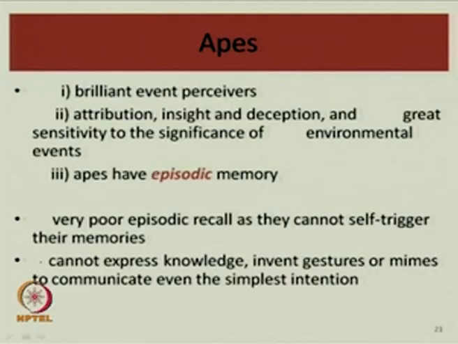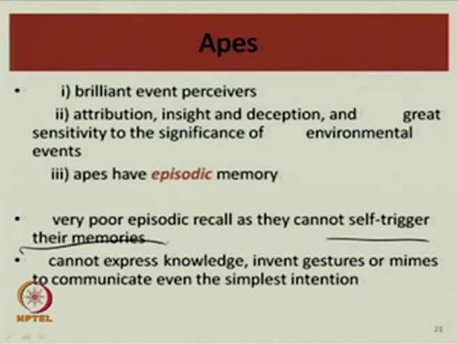As Donald says here, they are even brilliant perceivers, right? But they have episodic memory and very poor episodic recall, as they cannot self-trigger their memories. This is very important. They need environmental cues. Okay, so in case you're wondering why apes did not develop as we do, they have a different evolutionary trajectory after we split from our common ancestor. Remember, we did not evolve from apes. This is very important for us to remember.